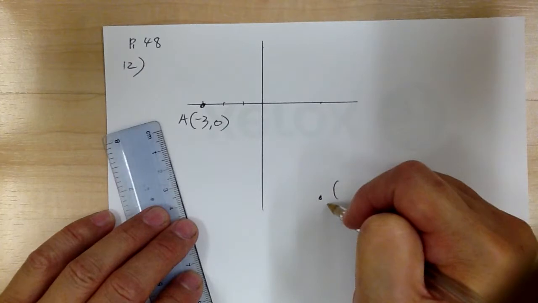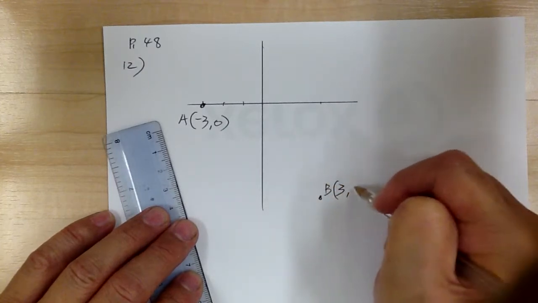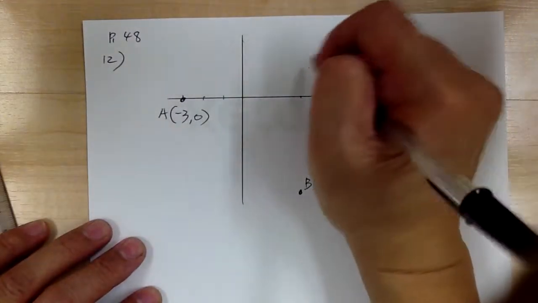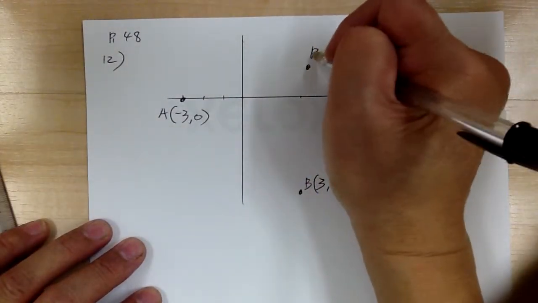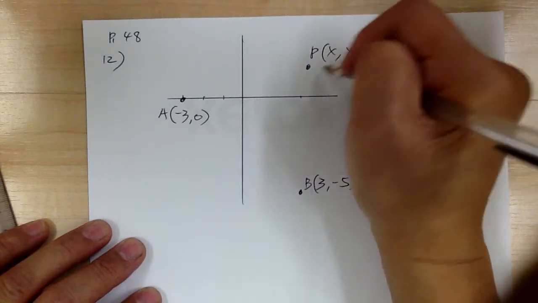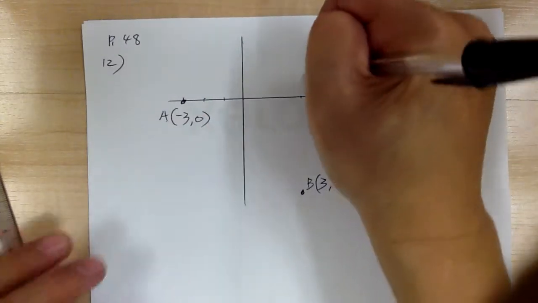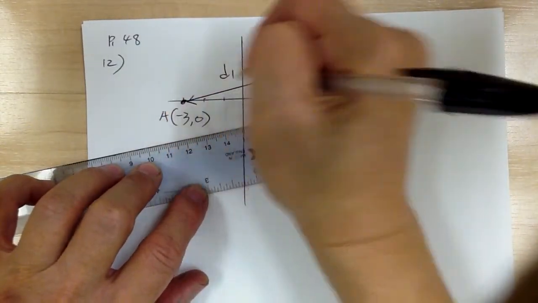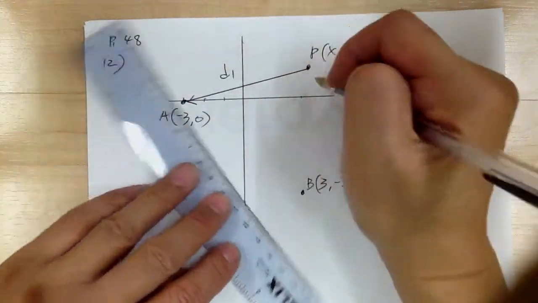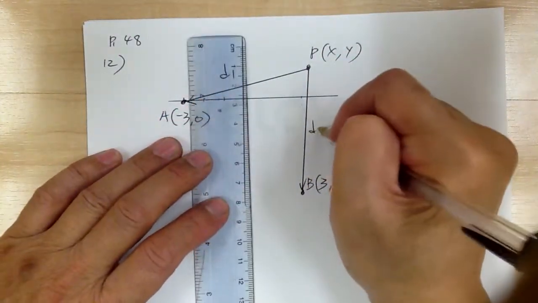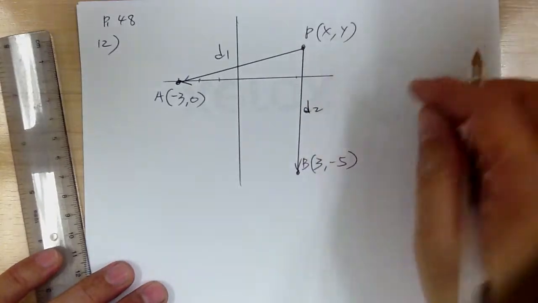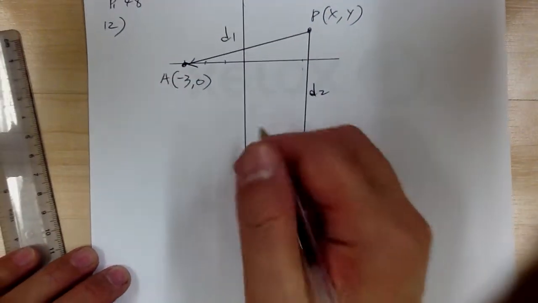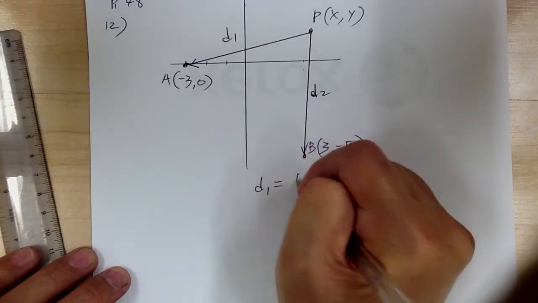Point B is at 3, -5. What you want to do is put a random point somewhere out here and call it P, with coordinates x and y. So P is any random point. Since you deal with equal distance, you call the distance to point A D1 and the distance to point B D2. The condition is that the point P is at equal distance to the points A and B, so D1 equal to D2.